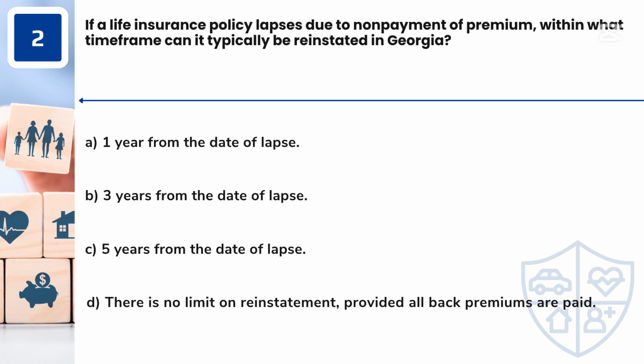Question 2. If a life insurance policy lapses due to non-payment of premium, within what timeframe can it typically be reinstated in Georgia? A. 1 year from the date of lapse. B. 3 years from the date of lapse. C. 5 years from the date of lapse. D. There is no limit on reinstatement, provided all back premiums are paid.